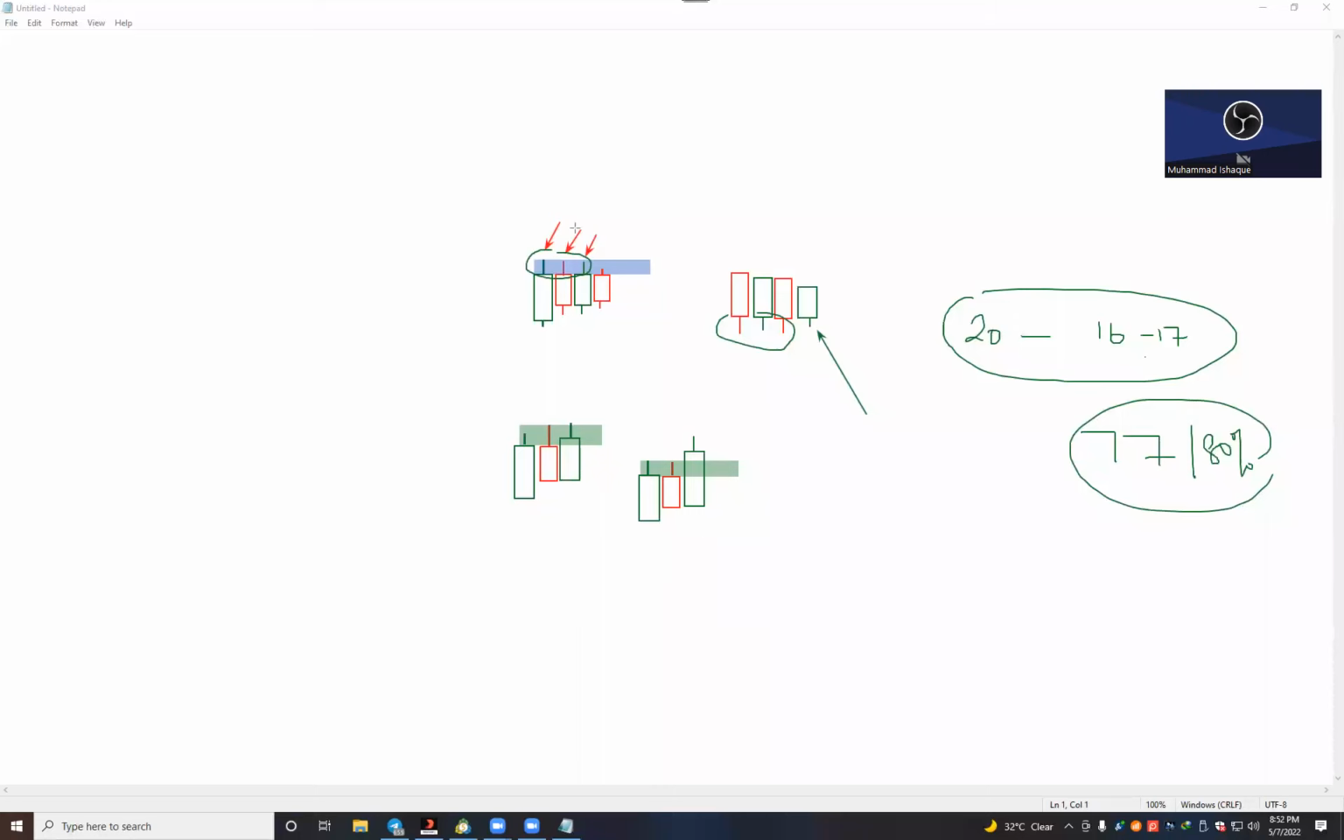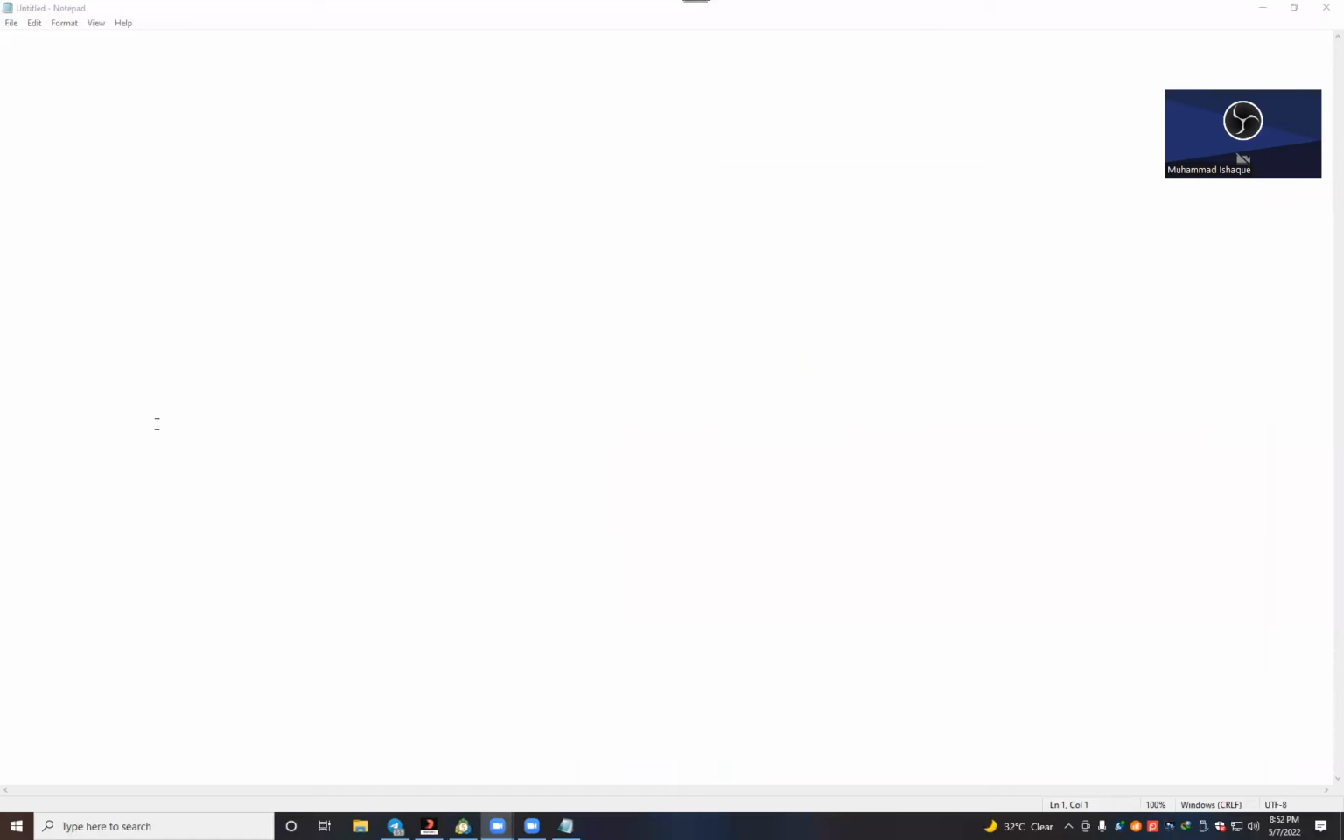Comparing these setups, this is workable, it's a valid setup, and this is also valid, but which is the strong one? Number one is the strong one, number two is a weak setup. A weak setup sometimes will not give you the winning ratio, but a valid strong setup will always give you the winning ratio. Let's check it in the chart.